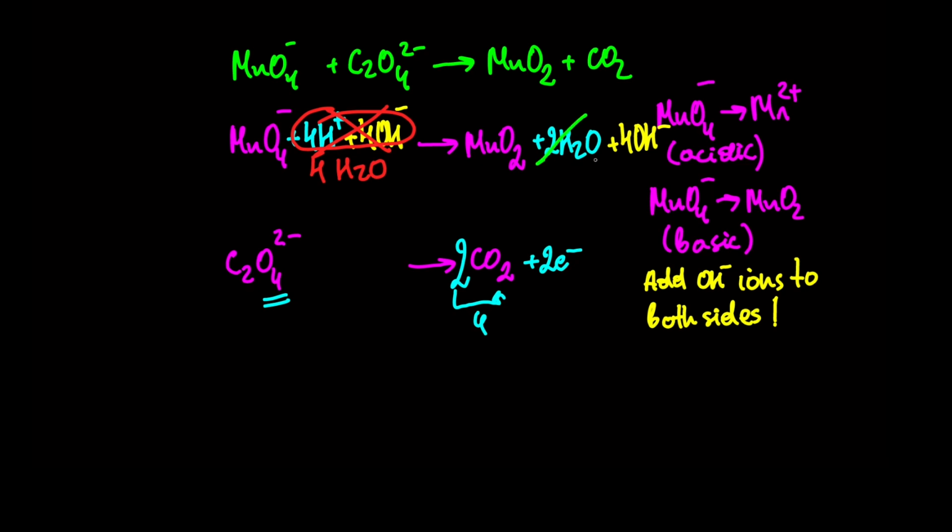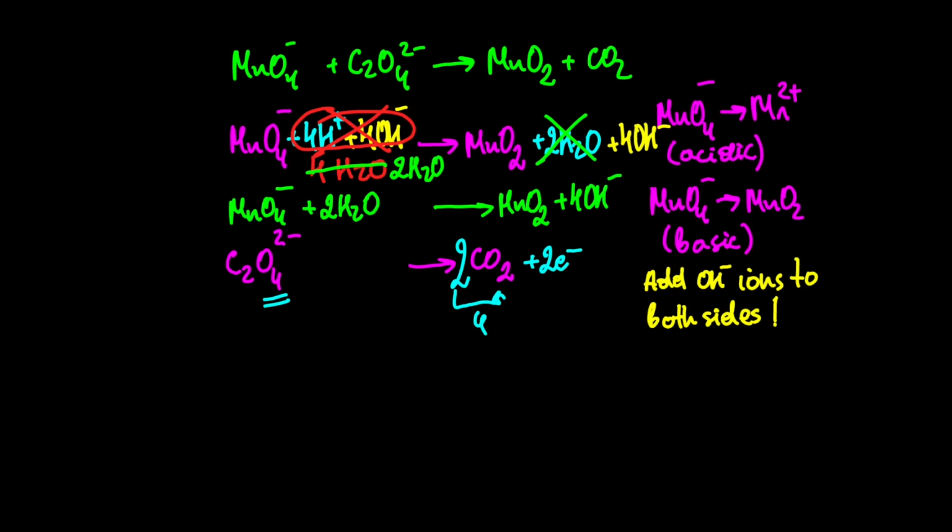Now we can cancel water molecules. So in the end, we are left with MnO4- plus 2H2O, reaction arrow, MnO2 plus 4OH-. Last thing to do here is balance the charge. On the left side, the charge is -1, and on the right side, the charge is -4. So we add 3 electrons to the left side.